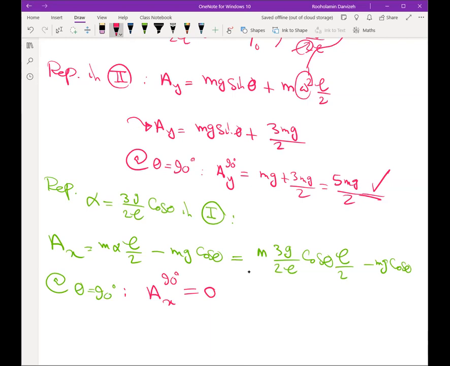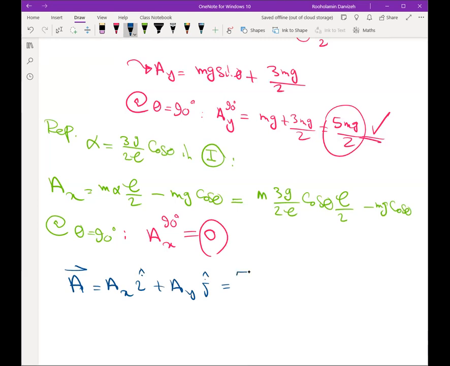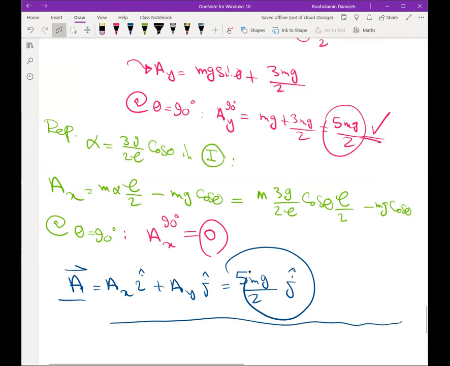But please, if the question asks to calculate the reaction force, this is not the final answer. Because till now, you just calculated the components of reaction force. You may lose marks if you leave it like this. Reaction force is Ax i hat plus Ay j hat. This is the final answer, 5mg over 2. This is the total reaction force at theta equal to 90 degrees.